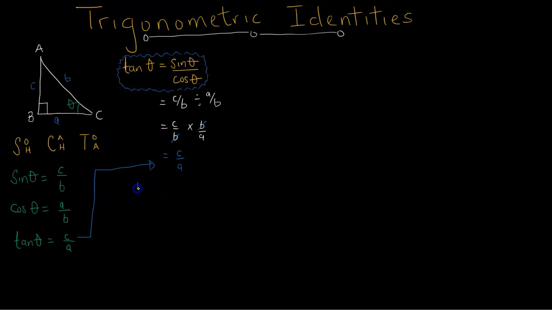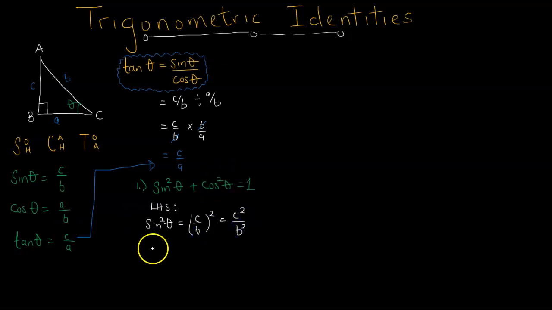The first one we are going to show is that sine squared theta plus cos squared theta is equal to 1. Okay, already we know what sine theta is, so I'm just going to focus on the left hand side and work my way through and see if I get a value that's equal to the right hand side. So I know what sine theta is. If sine theta is c over b, then sine squared theta is going to be equal to c over b squared, and this is just c squared over b squared.